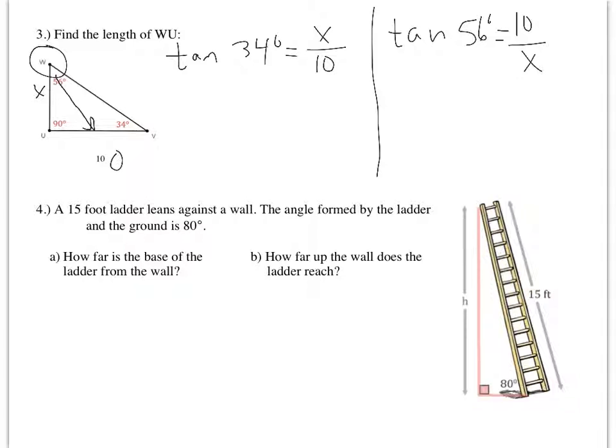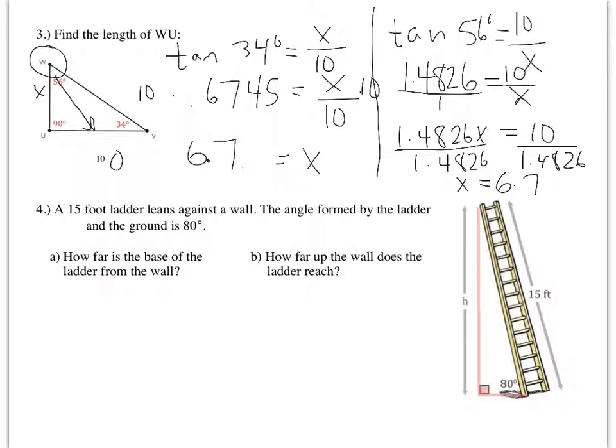Go ahead and write at least one of them down and solve it on your own. Pause the video and come back and then see how you did. Okay, hopefully you got 6.7 doing one of the two ways. If you happen to try both ways, you got the same answer, both different ways you could do it.